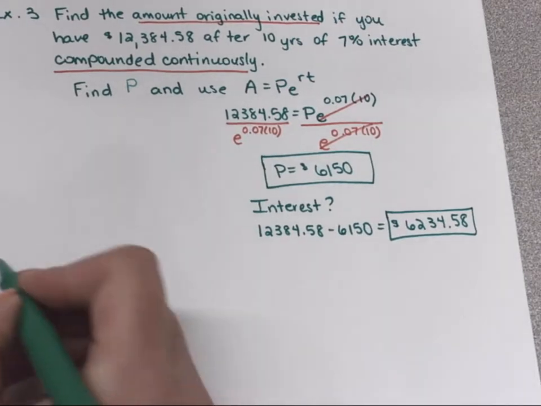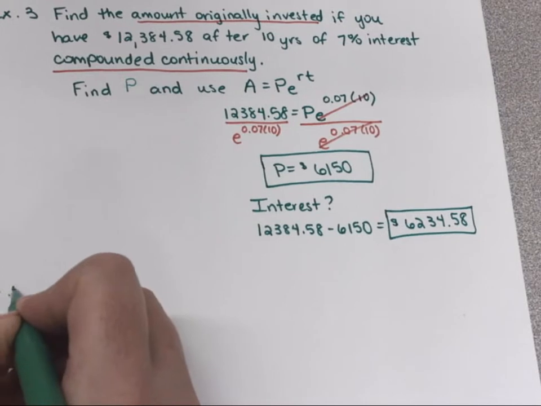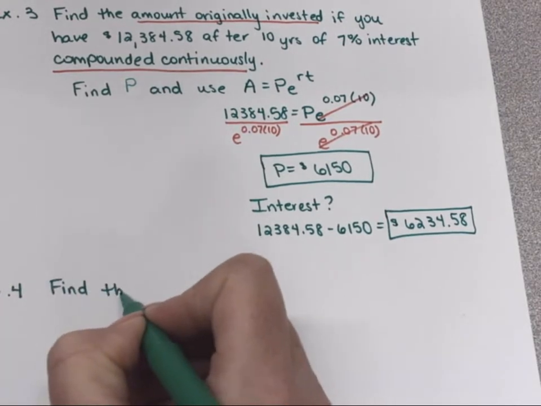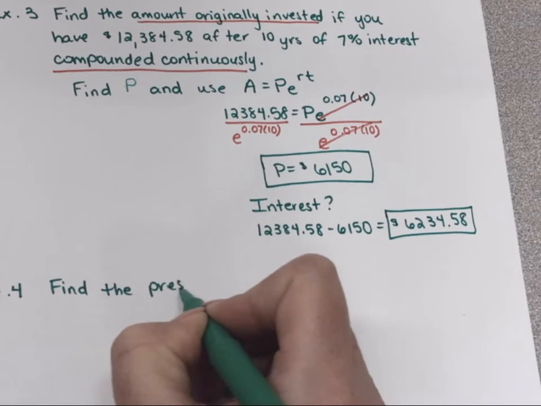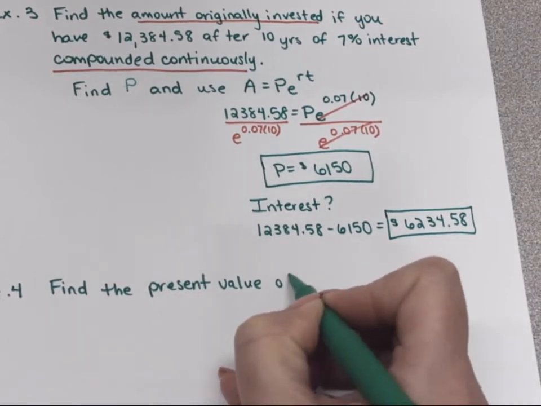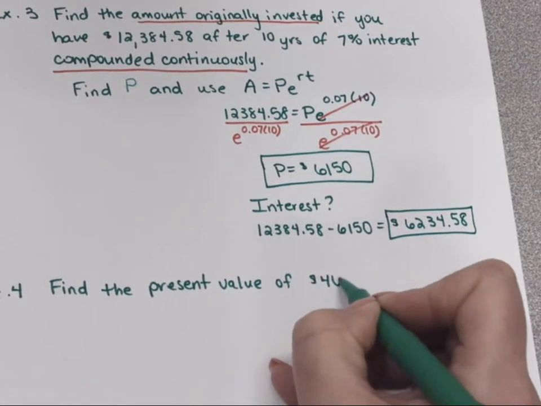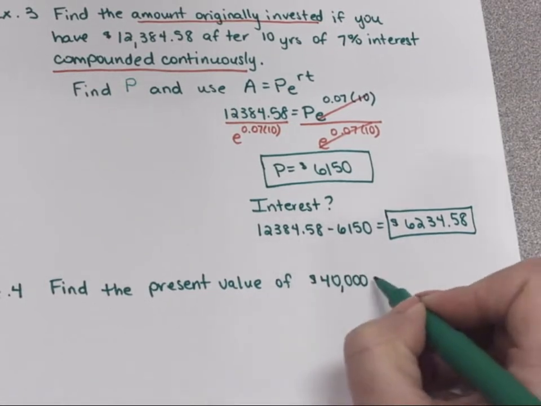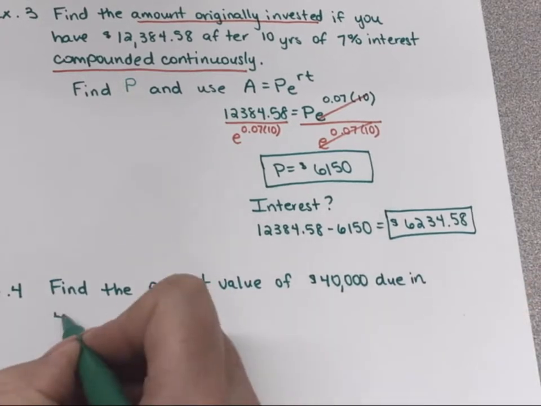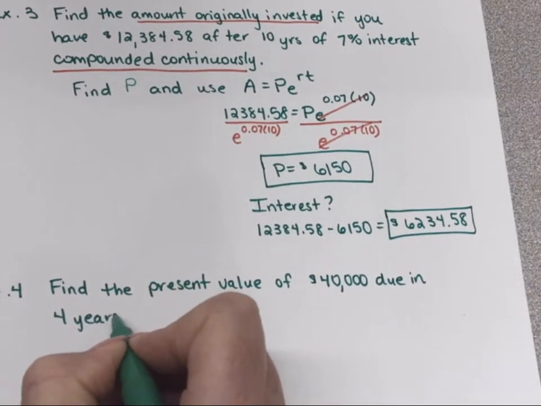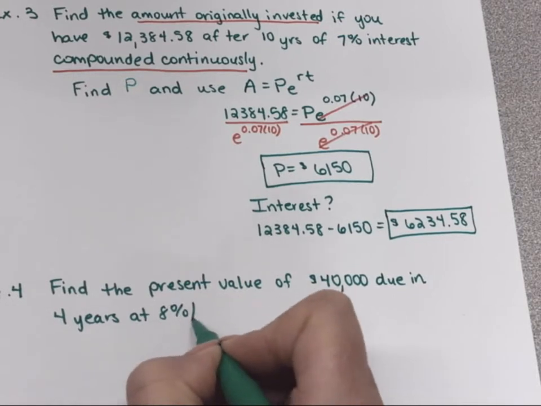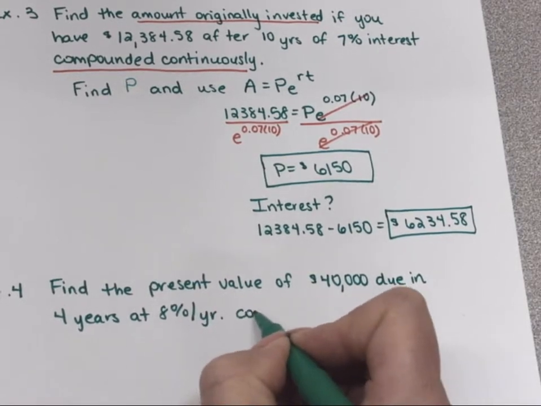Okay, so let's do one kind of like that, but maybe we use a little different terminology. I want you to find the present value of $40,000 due in 4 years at 8% per year, compounded monthly.